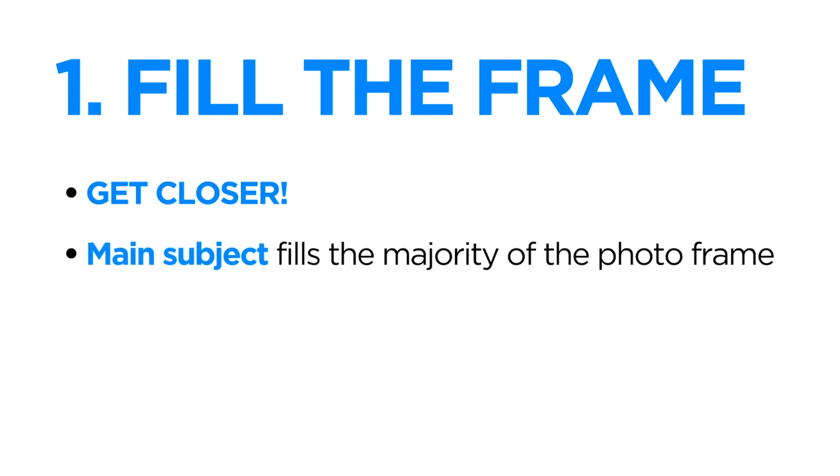Your phones get really, really close to images. And when you get close, it creates interest because it's different than what we normally do. The way this is accomplished is your main subject fills the majority of your image space, so there's not room for distractions. There's not room for junk in the background that would pull your attention away from the subject.